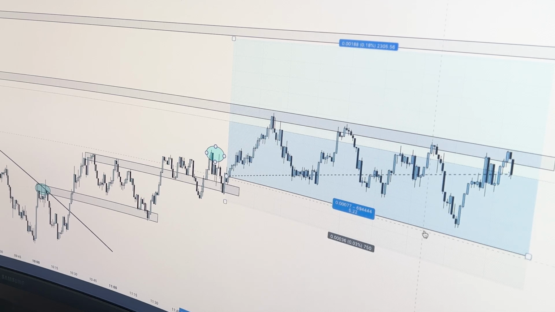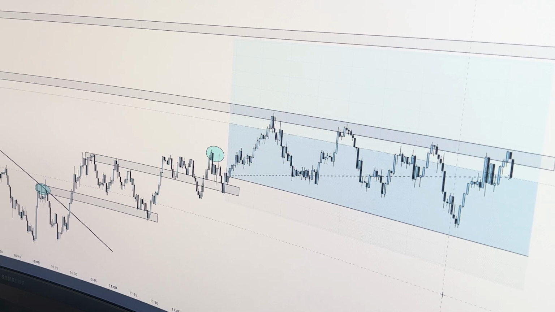Worst case scenario, we get stopped out at break even. However, as you can see, that point where I was going to look to manage the trade is being used as a strong level of resistance within the market. We've rejected it 1, 2, 3, and almost now 4 times. So it is a very, very key point within the market.